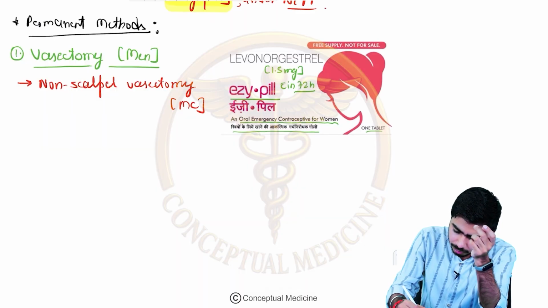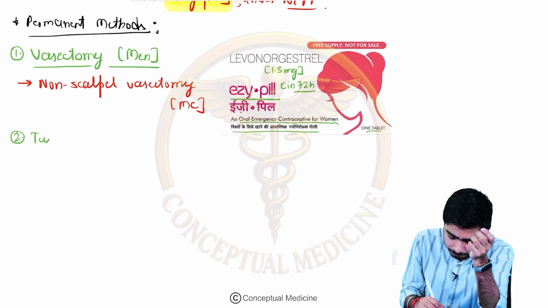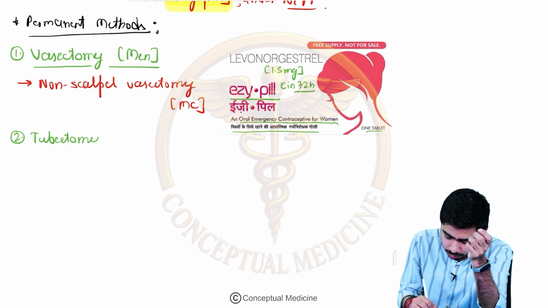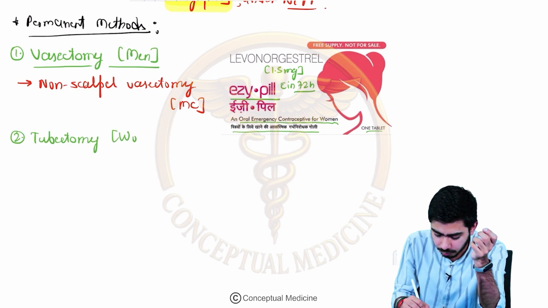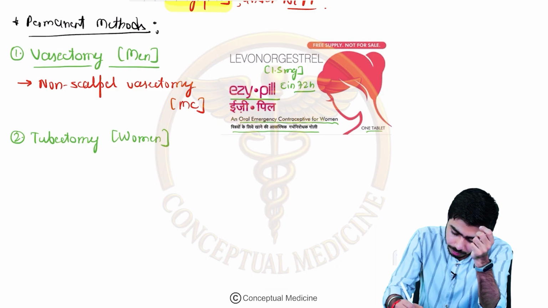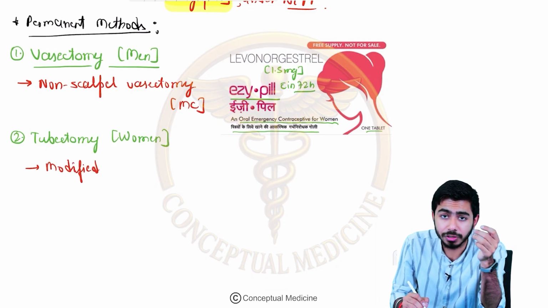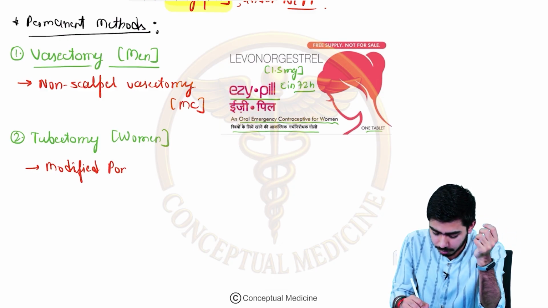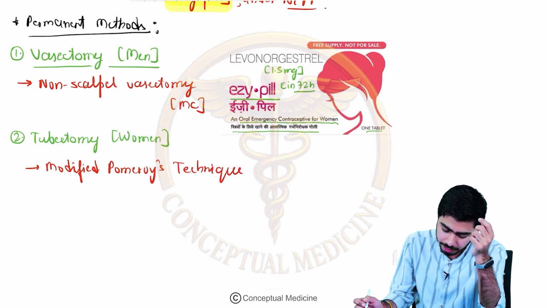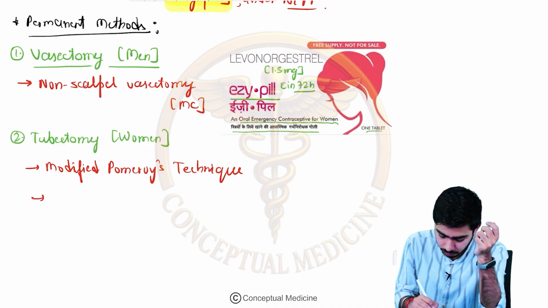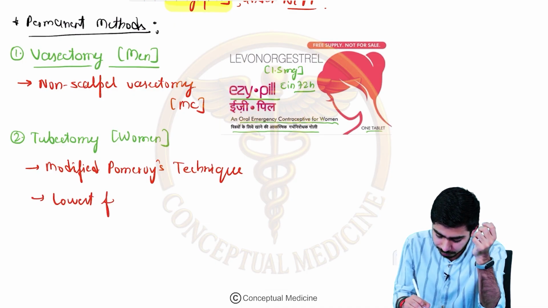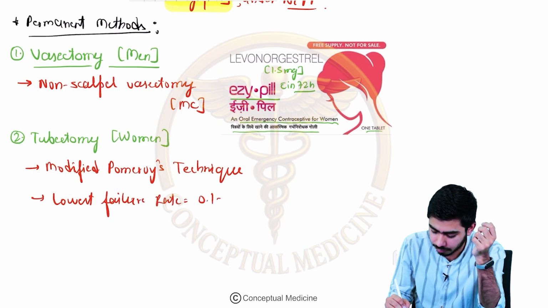For the female, we shall do the tubectomy, obviously for the woman. Here we very commonly use the modified Pomeroy's technique, because it has the lowest failure rate. So, modified Pomeroy's technique, or modified Pomeroy's tubectomy. It has a very low failure rate, with a failure rate of around 0.1 to 0.3%.